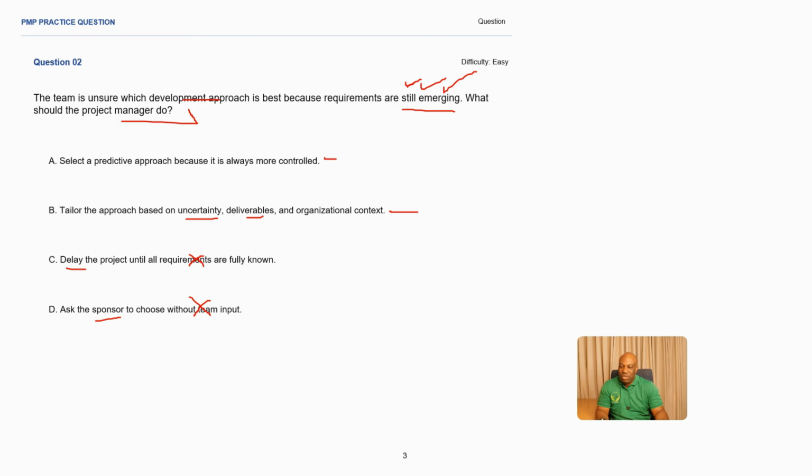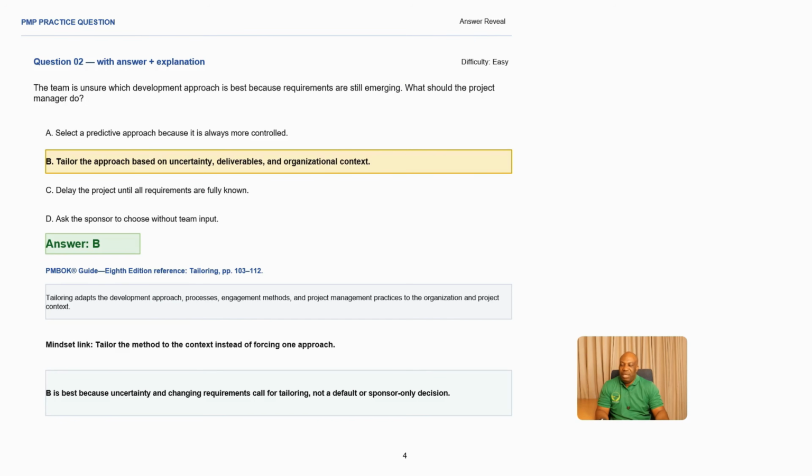So now we are left with 2 options. We have the tailor approach and also select a predictive. Since the requirements are still coming in, this is likely going to be predictive. This is going to be agile. So we eliminate this one, making B the best answer in this scenario. So B is our best answer.